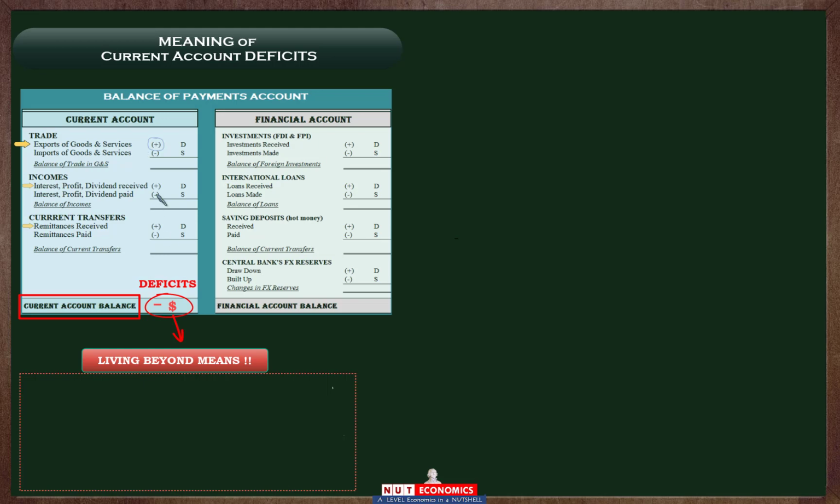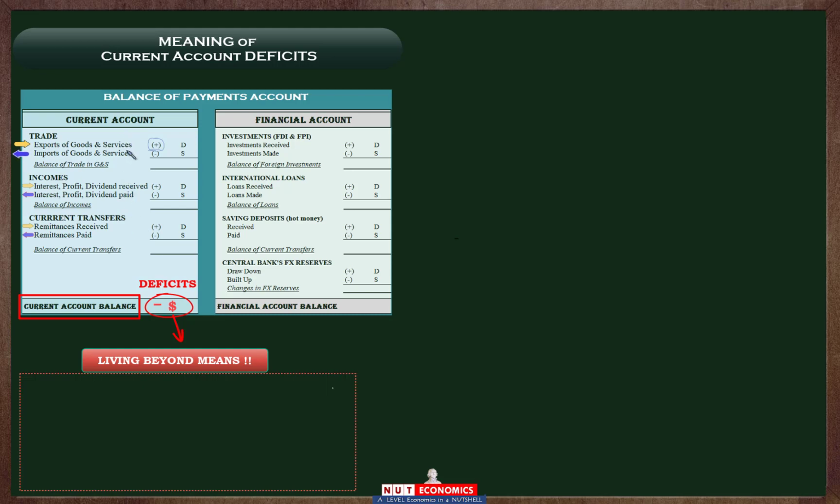Meaning that maybe a country receives some income inflows, some current transfer inflows, but basically most of the dollar inflows are accounted for by your export earnings. On the other hand, as far as these dollar outflows from the current account are concerned, again, theoretically, there can be three reasons for that, because dollars can flow out from either of these three subsections of the current account.